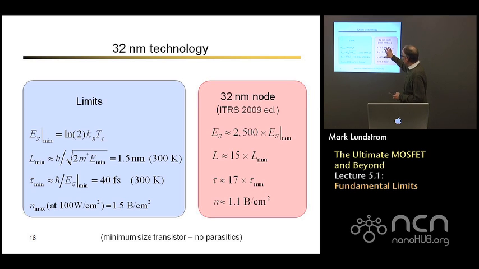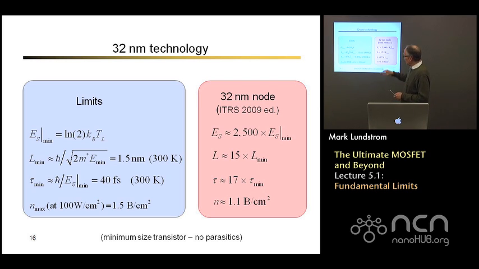If we just go to the International Technology Roadmap and pick off numbers, you can see that in terms of switching energy, we're much bigger than the fundamental limit. We're 2,500 times. And once you put in all the complexities of circuits and all the parasitic capacitances and everything, you really get even an order of magnitude or more higher than that still. So in switching energy, we're a long ways from fundamental limits.